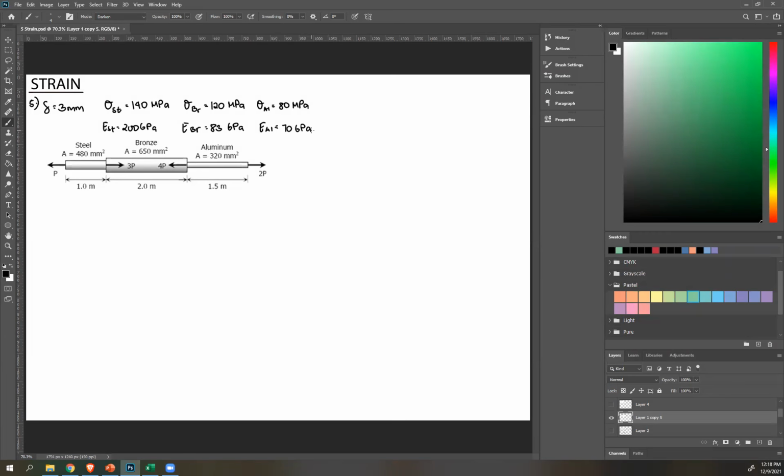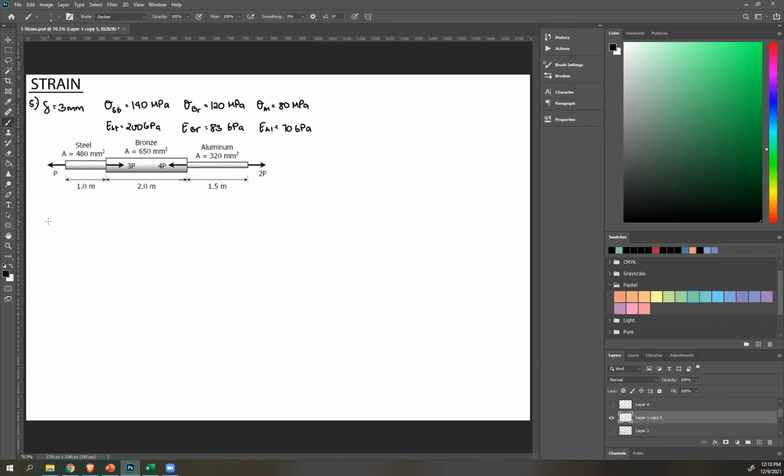Okay. So unlike question number 4, where we're looking for total deformation, here we're given deformation. We want to figure out what value of P we can have. Right? So the initial steps of this are similar to how you usually solve for connected bars, where you figure out its internal load. Okay, so let's start with that.